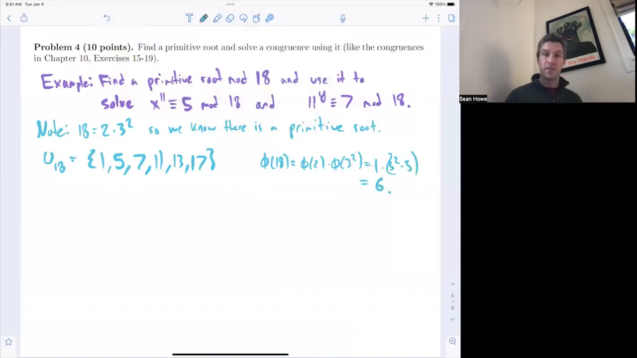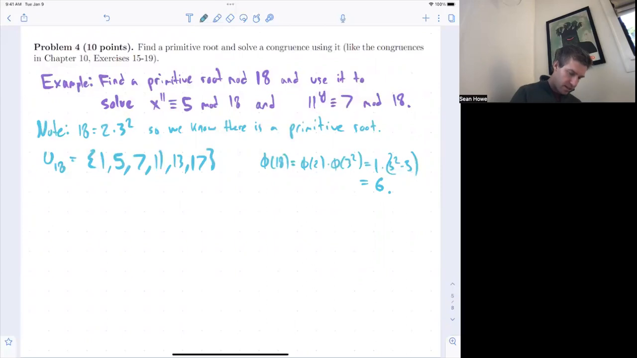Because again, this U18, the units mod 18, is the same as saying that things have GCD 1 with 18, so no common factor except 1. Okay, so that's the unit group U18. Its size is 6, and we want to find a primitive root. So we're looking for one of these such that every other one of these is a power of it mod 18. But we know a criterion: we only have to check a few powers and see that they're not 1 in order to get this.